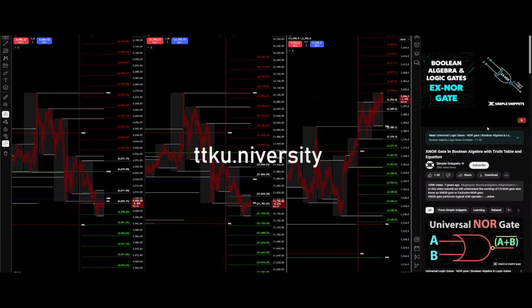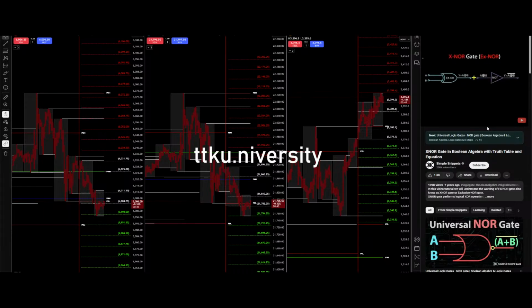So with that being said, let's get started with today's topic. The XNOR gate is not a basic gate. It is basically a combination of two gates, that is the XOR gate and the NOT gate. Now we've extensively covered both these gates in video tutorials, which you can see on the top right corner. So if you don't know about these two gates, you can check them out.